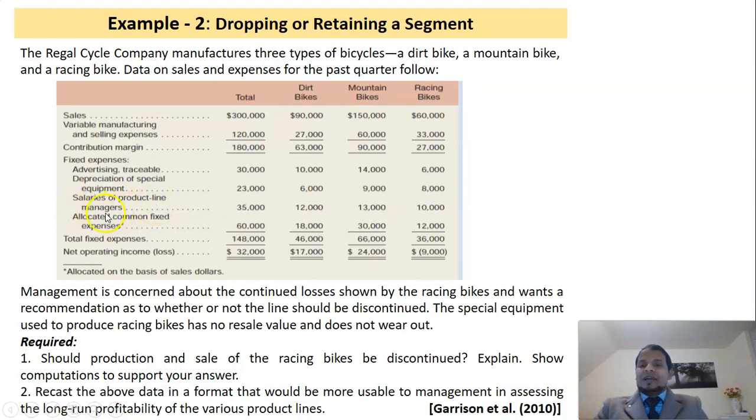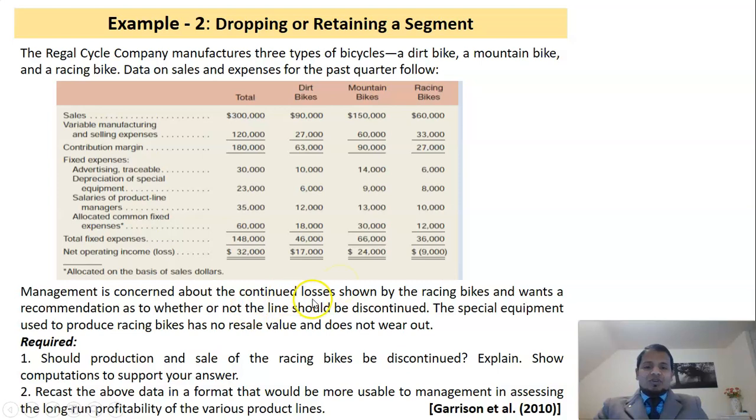Salaries of product line manager, right? And allocated common fixed cost, and common fixed cost is usually irrelevant. There is a star here, allocated on the basis of sales dollars. So if we add all this together, we get total fixed cost, and if we deduct total fixed cost from total contribution, then you will get operating profit or operating loss. Okay, so we can see racing bikes are in loss.